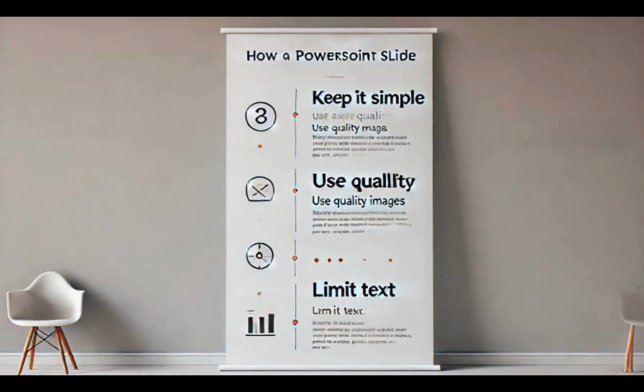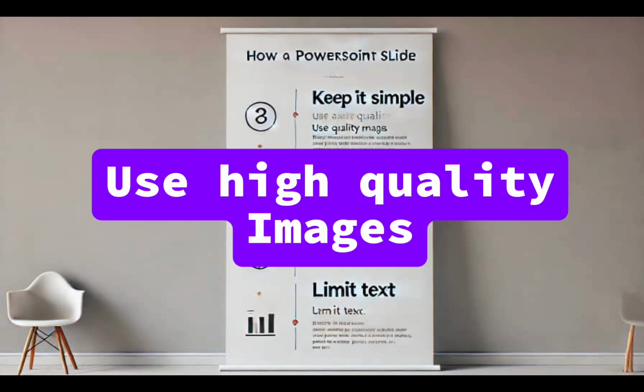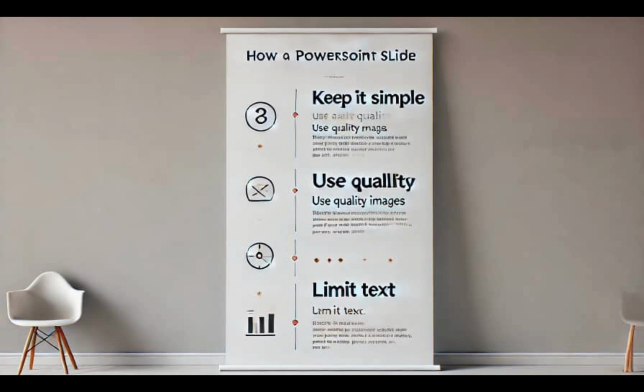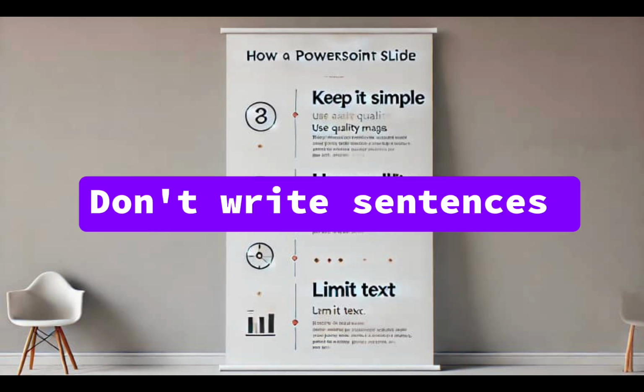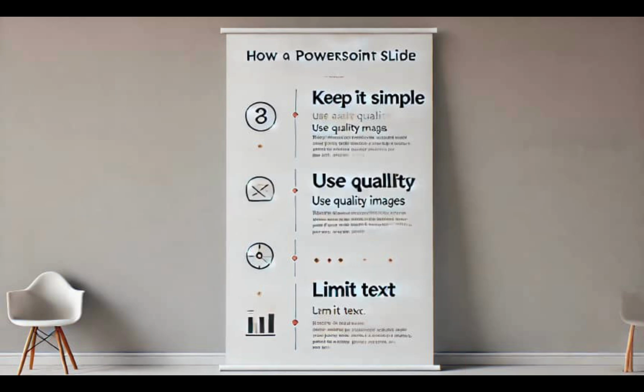Number 2, we should use high quality images and the right fonts. This way, people in the back can also see what we are talking about and the whole room will be able to understand you. Finally, we should limit our text. We shouldn't write sentences as we saw on the first slide. We should reduce it and make it into bullet points so that it's easy to digest and understand.